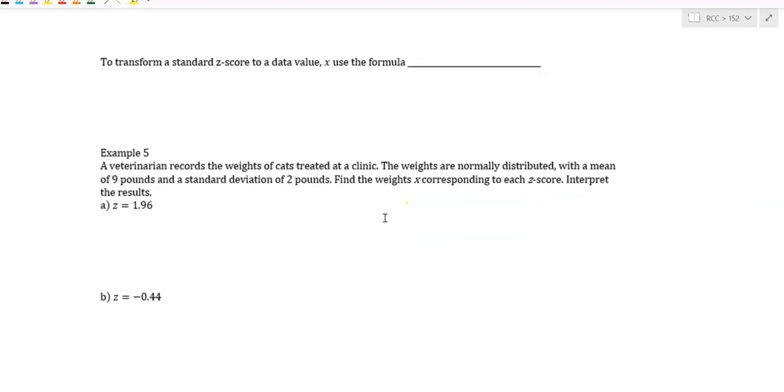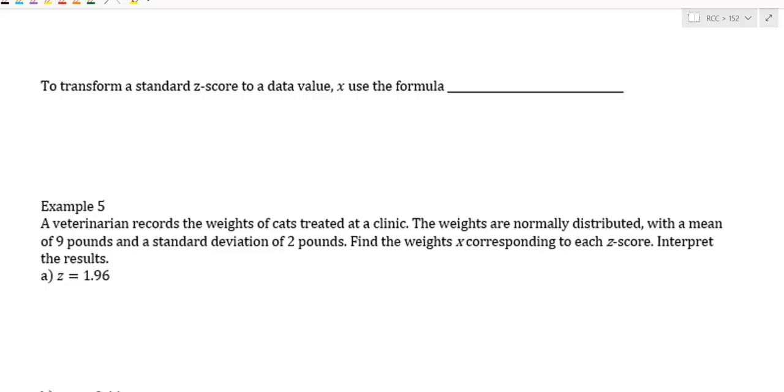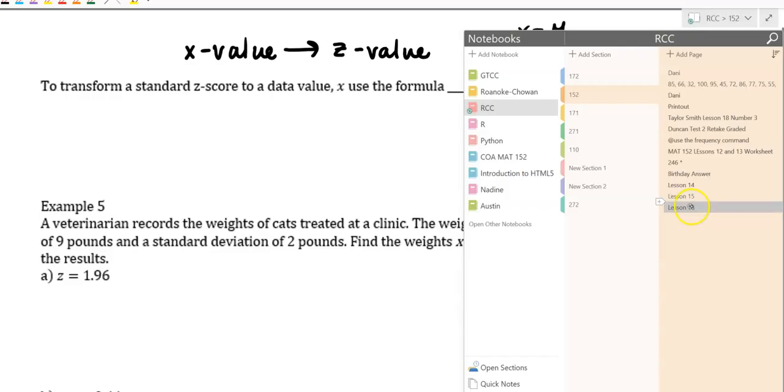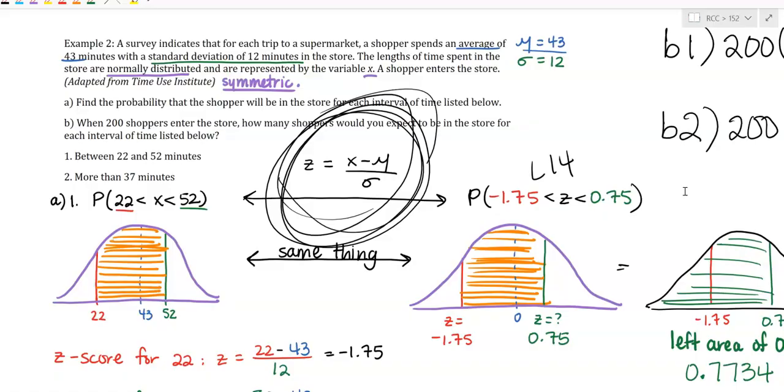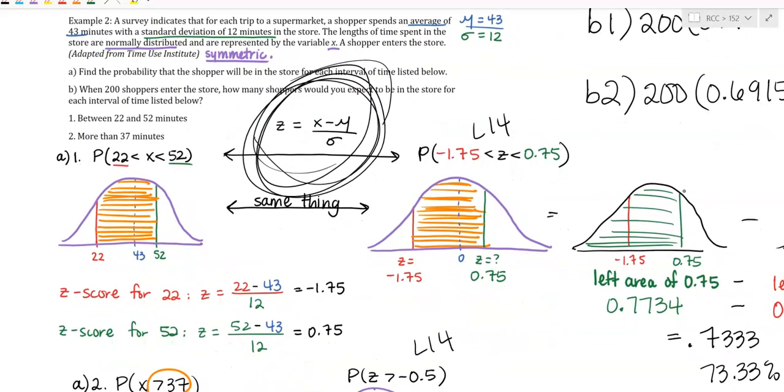So we already know that to transform an x value to a z value, we use the formula that z is equal to x minus mu divided by sigma. And that formula came from lesson 15 right here, where we had these x values, like for instance, 22 and 52. Those are x values, those are data values. I want to turn them into standard scores so that I can look up their probabilities and answer them.